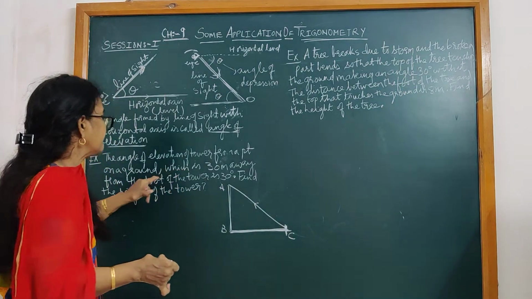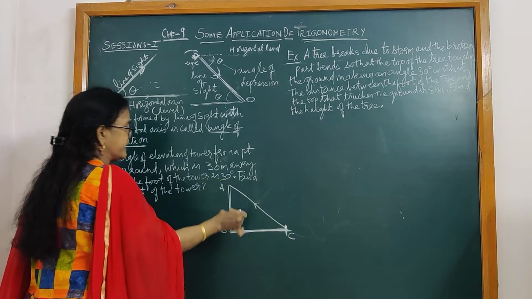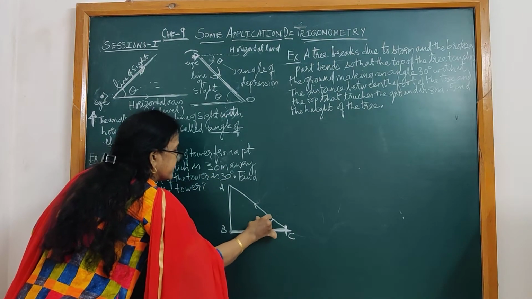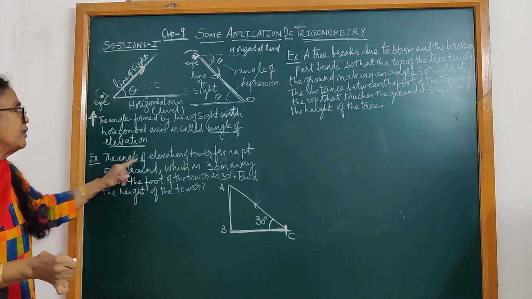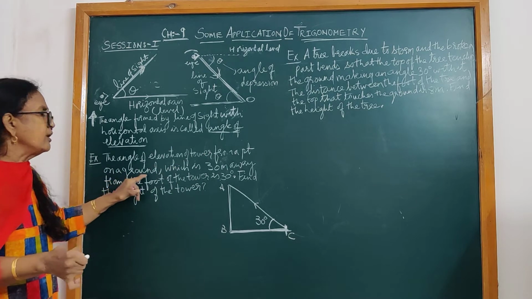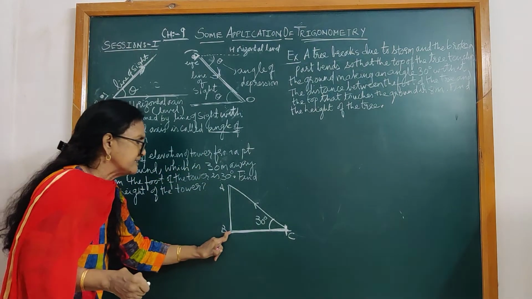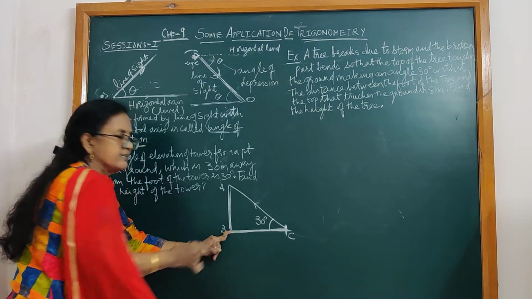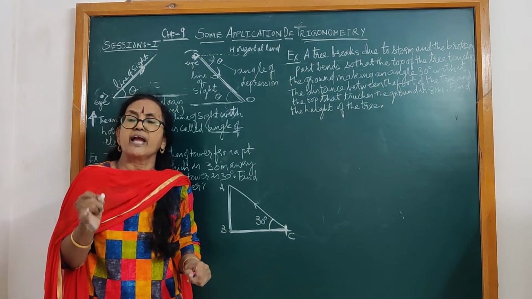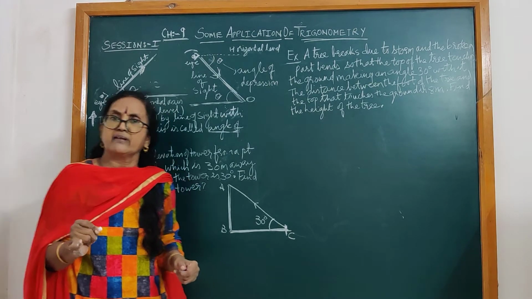So the angle of elevation is 30 degree. We will make this angle 30 degree. The angle of elevation of the tower from a point on the ground which is 30 meters away. Now this is the foot. The tower is this, clear, and always remember that we will be dealing with the right angle triangle. The applications will be for the right triangle.